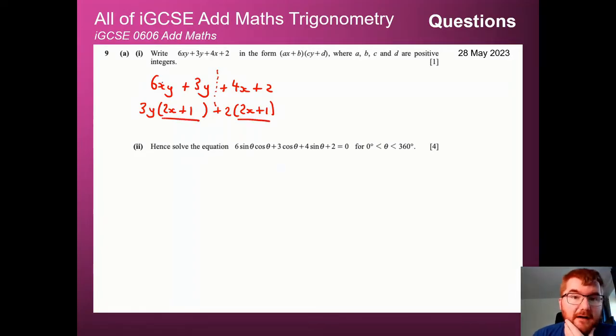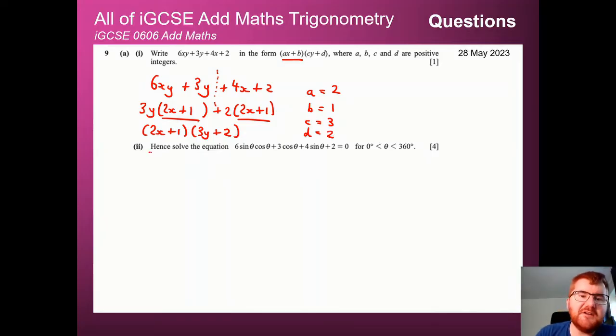And therefore, our final answer will then be that bracket, 2x plus 1, which comes to the front. They want the x in the front here. And then 3y plus 2. So I think I'd just be very clear in a question like this, and that's a 1 mark question. A is 2, B is 1, C is 3, and D is 2. And now we've got that keyword, hence. We've seen this a lot in this particular video.